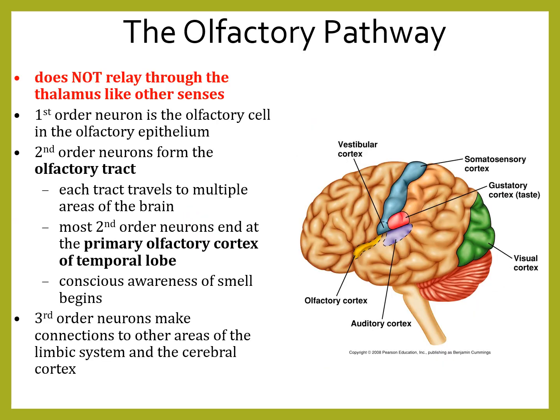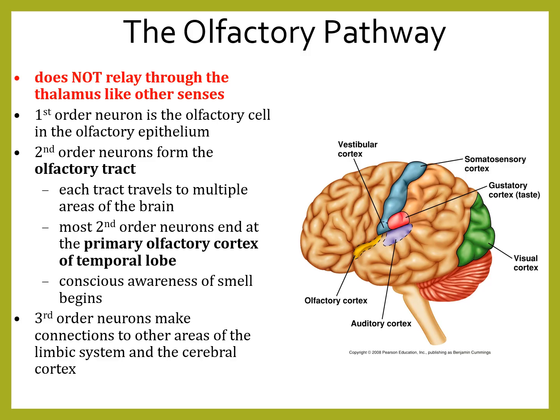The olfactory pathway is the one sense pathway that does not relay through the thalamus. Your other senses, like your general senses and your other special senses, will relay themselves through the thalamus. This is not the case in olfaction. There are a couple other fine distinctions between the olfactory pathway and a typical sense pathway that we learned in the previous lecture. For example, the first order neuron is the actual olfactory cell in the olfactory epithelium.